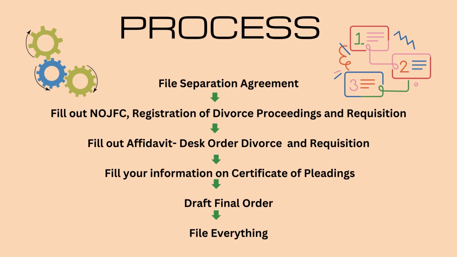You will need to complete an affidavit for desk order divorce along with another requisition form. Then you can provide your information on the certificate of pleadings, and then finally you will draft a final divorce order. And once you are done with all these forms, you can file them all together back at the same Supreme Court registry. I will explain all these steps in more detail later in this video.